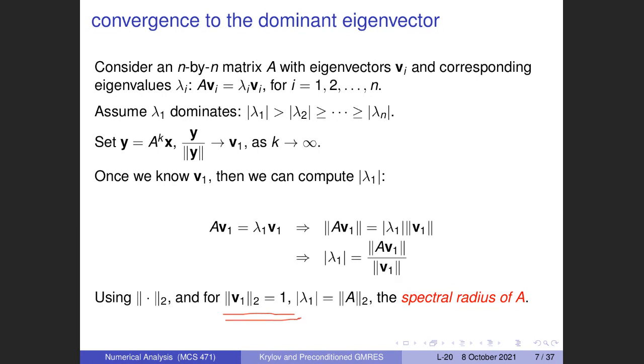And here you see also the relationship with the definition of the spectral radius. So we defined the spectral radius as the largest ratio in norms of A times one vector over that vector. And it's obvious now that this corresponds to the largest eigenvalue.